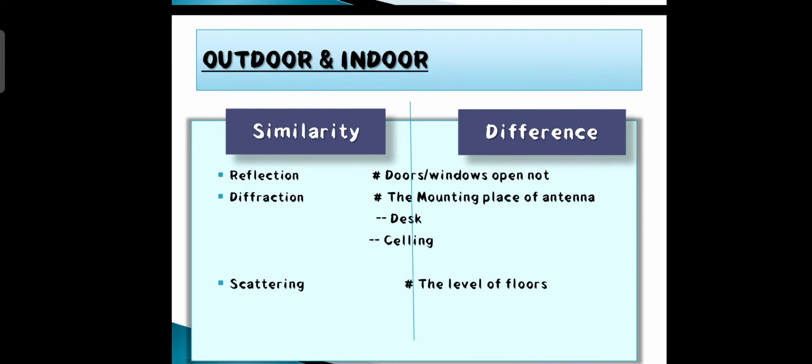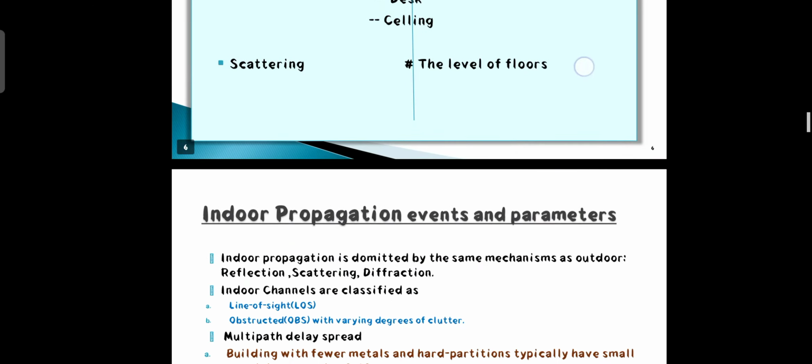Here are the similarities and differences of the outdoor and indoor propagation models. What are the similarities between them? There are reflection, diffraction, and scattering. And the differences depend upon whether the doors and windows are open or not, the mounting place of the antenna on the desk or ceiling, and the level of floors.